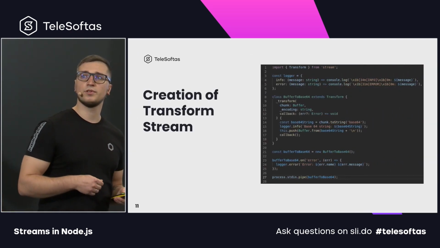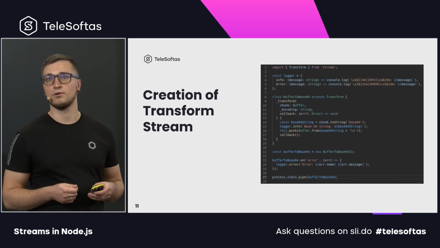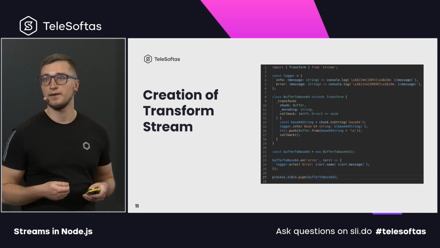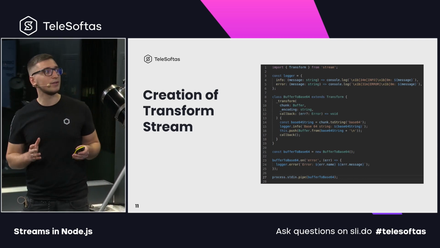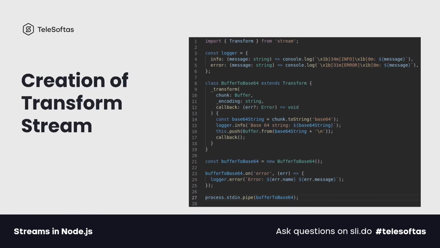So let's move to the further examples. Creation of a transform stream. You can see that the example is basically the same. The only difference is that we are importing the Transform class instead of the Readable class from the stream library. And we are creating a different type of transform stream. So in this case, we are creating a stream which takes a buffer and returns a buffer as base 64.